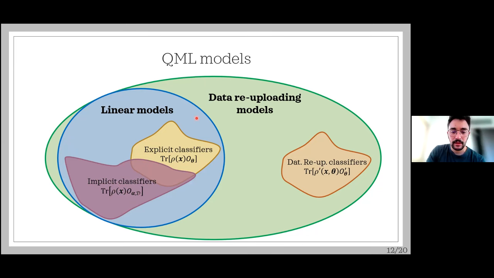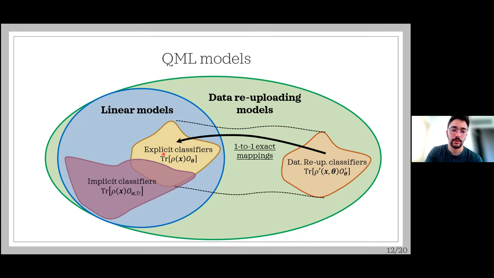If you only take one encoding layer and one variational layer and then my measurement in your data reuploading, effectively you obtain an explicit classifier. So it's actually representing something that's more general. And what we showed is that if you take a family of data reuploading classifiers, you can construct a mapping that maps that family into a family of explicit models. The only catch is that you have to increase the number of qubits. So you have to change this feature encoding, the size of the Hilbert space on which you act.